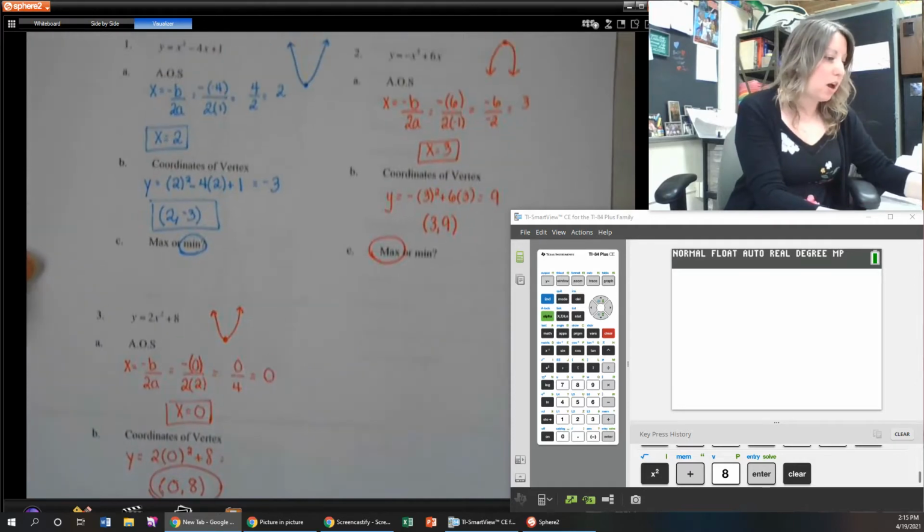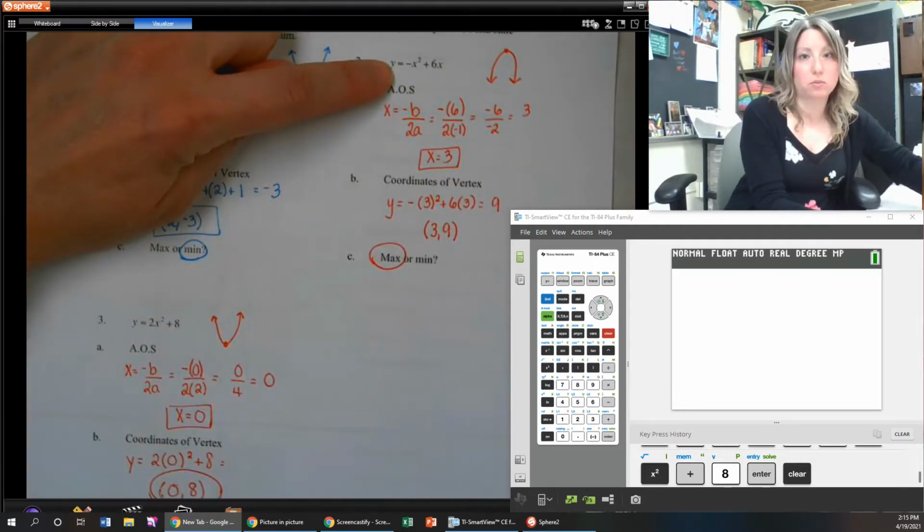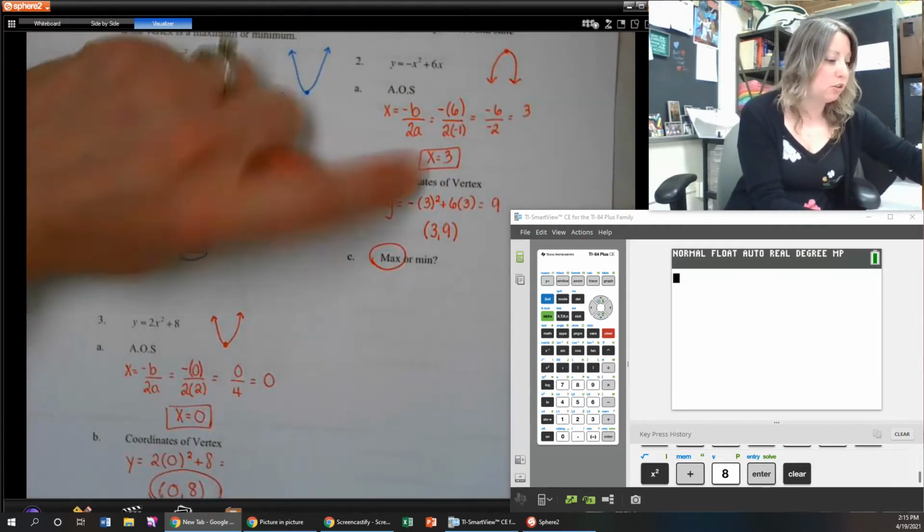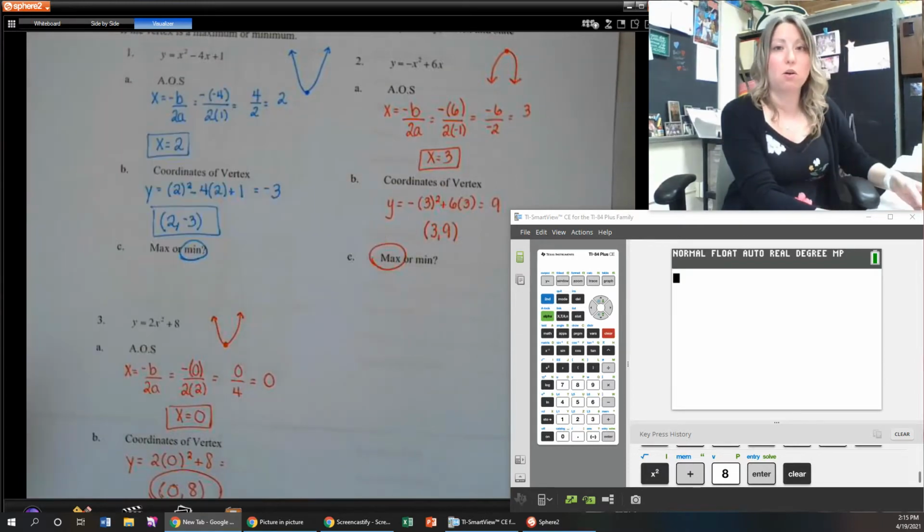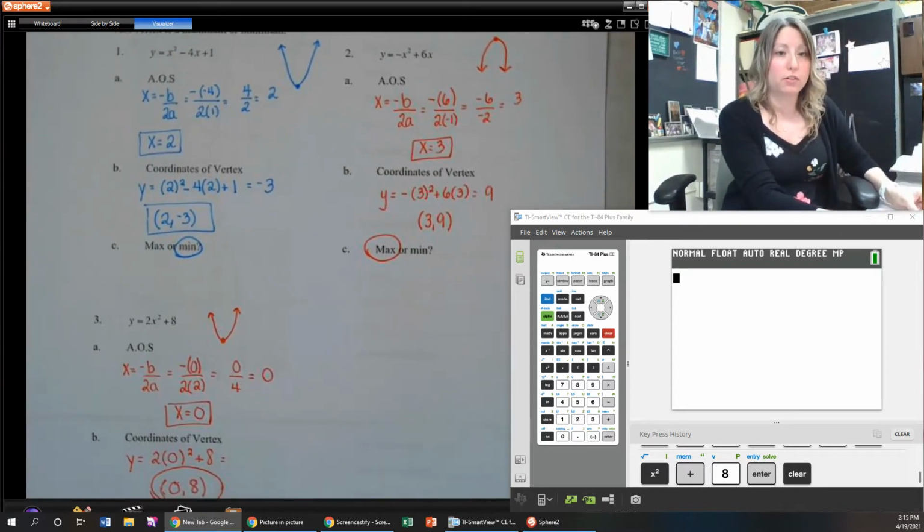Okay. Whereas up here, it was just the C value that wasn't present. So you do still plug in the 3 in both spots to figure out your vertex coordinates. Okay.